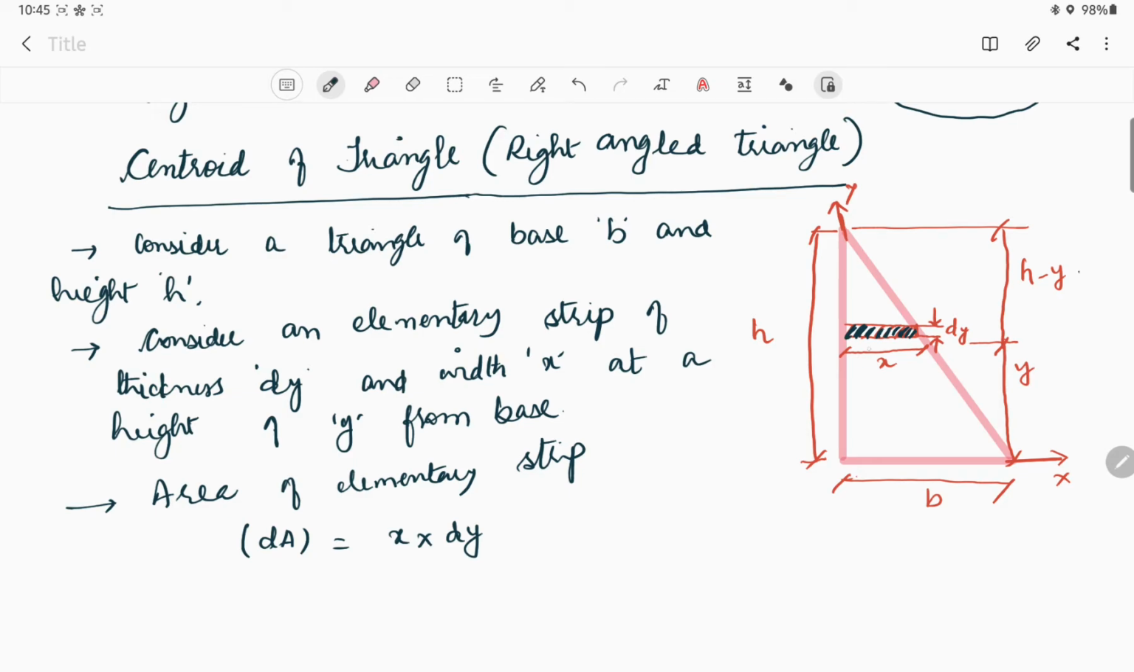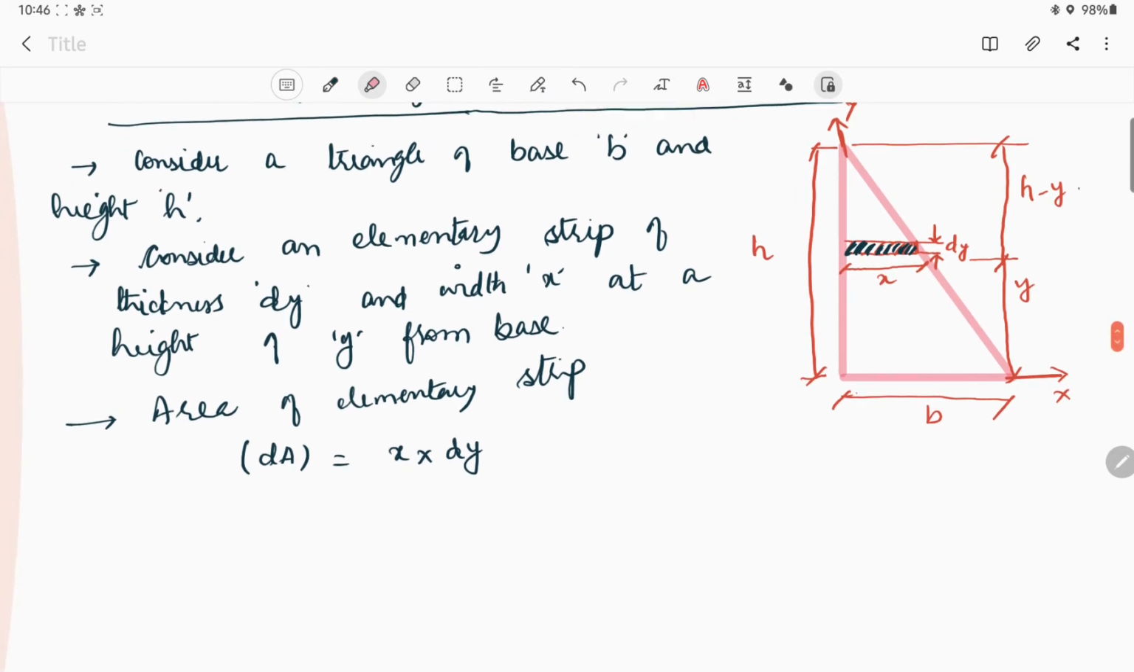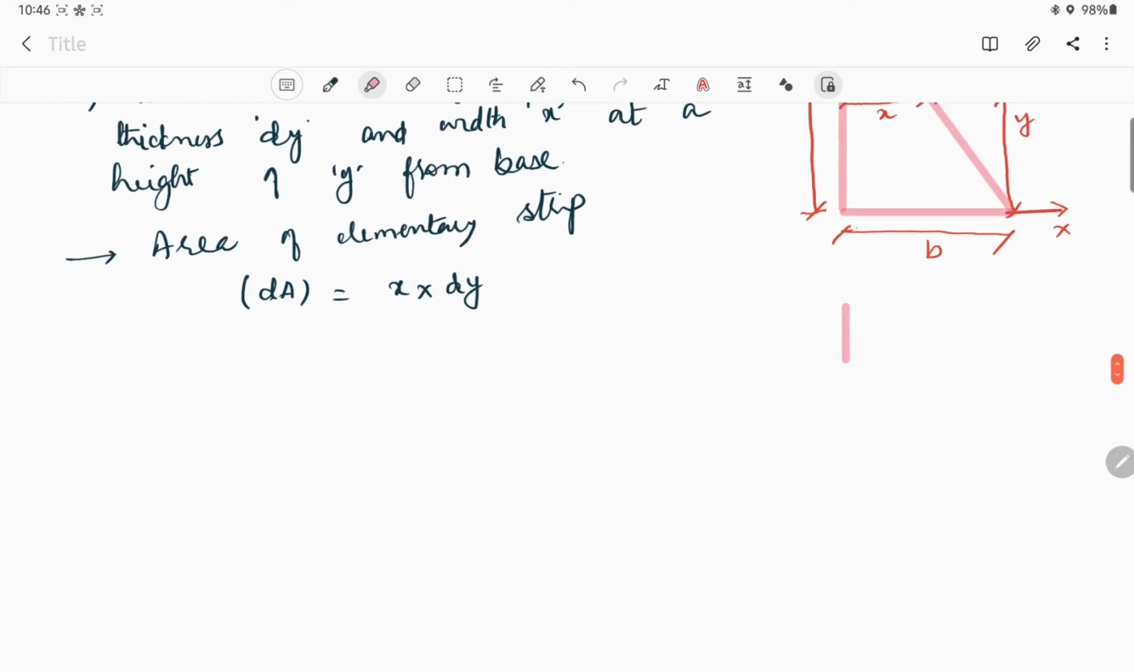So the meaning is we are trying to calculate a small area. With the help of this small area, we can integrate to get the total area of the figure. Once we do this, with the help of similar triangles we can calculate the value of x. Suppose, for example, see here we have this triangle, right? So we'll draw another triangle here. This is the triangle we have, isn't it?